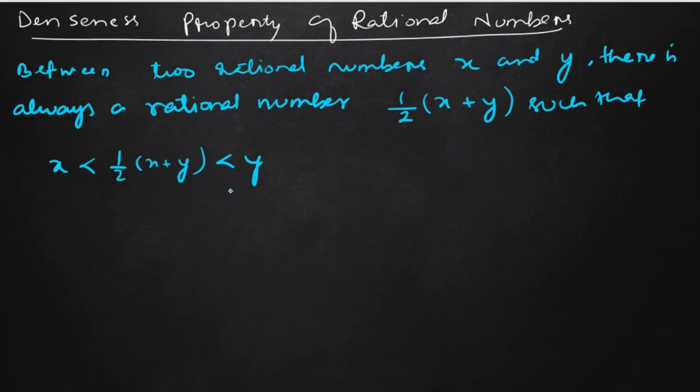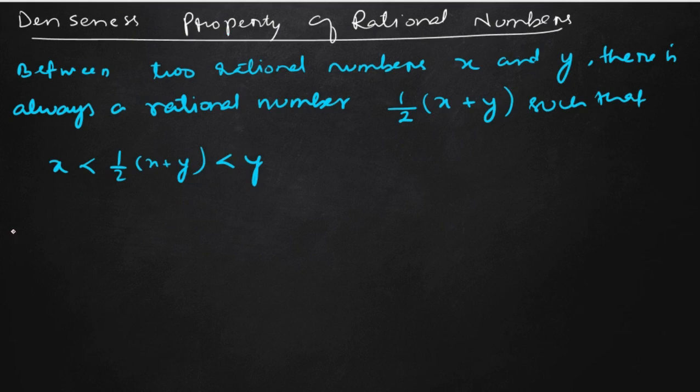Fine. So using this statement repeatedly, we can find one rational number, two rational numbers, three, four, or any other number of rational numbers between any two rational numbers. Fine. So let us solve one example.